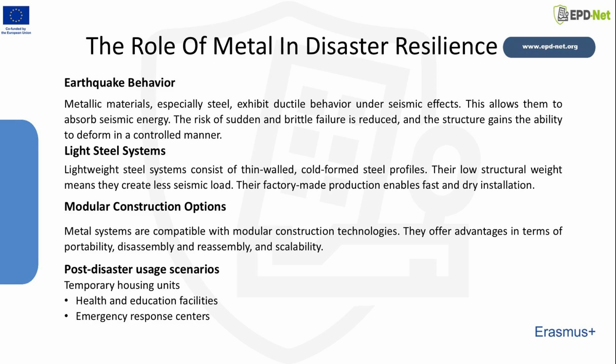During an earthquake, buildings are subjected to lateral forces. Steel frames are capable of redistributing stresses through plastic deformation. This controlled flexibility reduces the risk of catastrophic collapse.